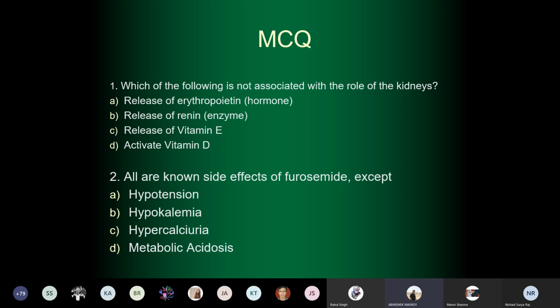All are known side effects of furosemide. Have you read furosemide in pharmacology? Yes. So now tell me, what is not a side effect of furosemide? C. Hypercalciuria. D. Metabolic acidosis. I think the answer is C. Okay. So I will just tell you how it causes hypotension, because you are losing so much fluid from the body. Of course, it can also cause hypertension, right?